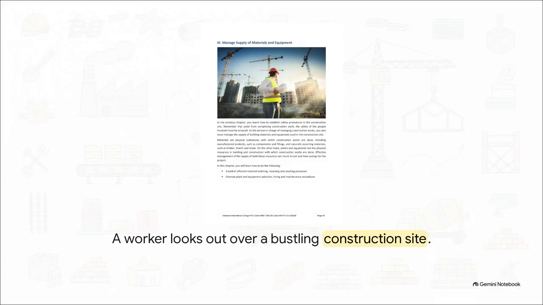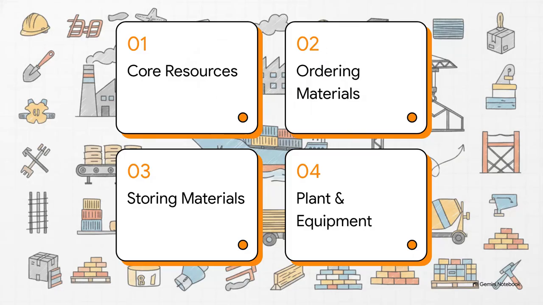Picture this. You're the one in charge, looking out over a massively busy job site just like this one. Cranes are moving, structures are going up, and the buck stops with you. You're ultimately responsible for making sure the exact right resources are available at the exact right time. It's a huge juggling act. Aside from the actual building and keeping everyone safe, you have to manage the physical building blocks and the heavy machinery required to put it all together. To get you ready for that responsibility, we'll follow the journey of a resource, starting with core resources, moving into ordering and receiving, then storing and protecting, and finally, managing your plant and equipment.